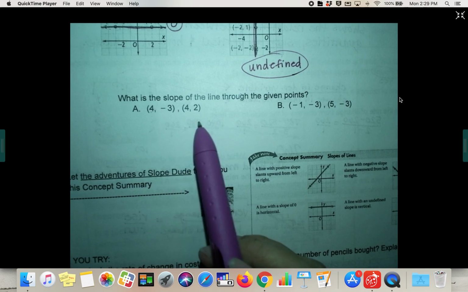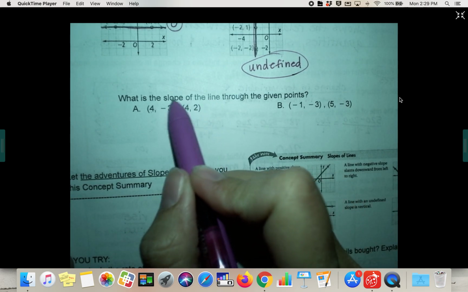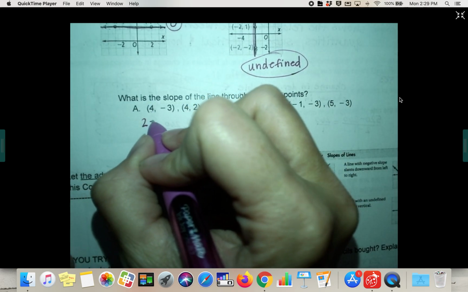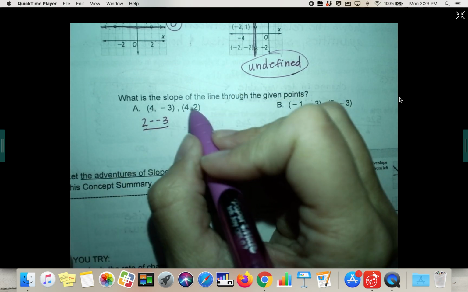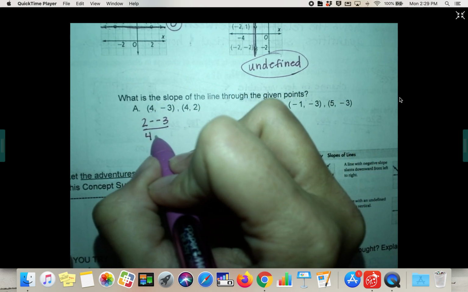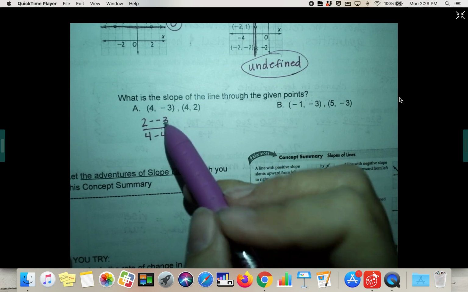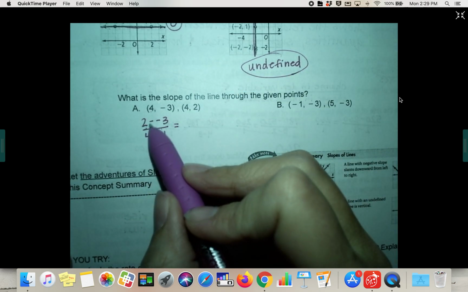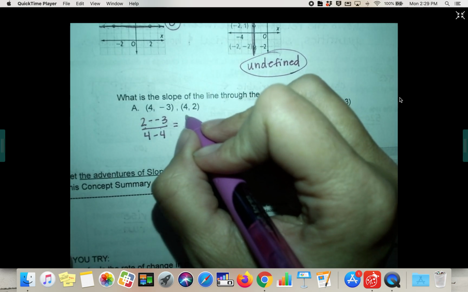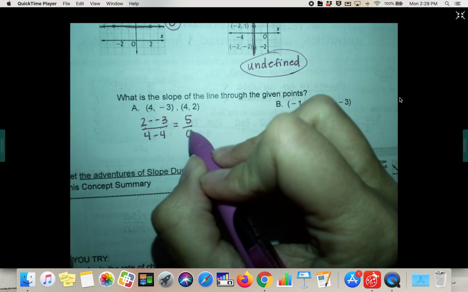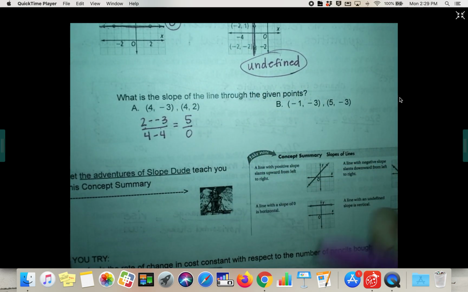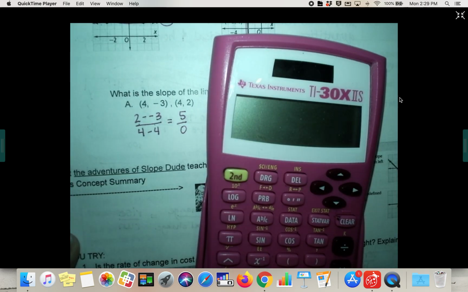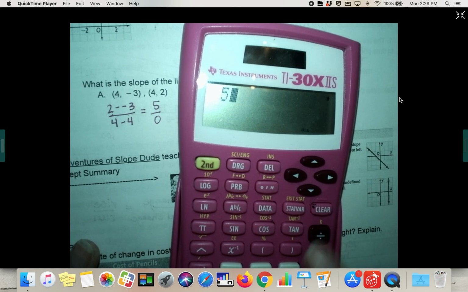Let's try to calculate a few of these. So 2 minus -3, using the slope formula, over 4 minus 4, and we're going to divide, changing the y's over changing the x's. So 2 minus -3 is +5. 4 minus 4 is 0. Have you ever put in a number divided by 0 into your calculator? If you haven't, you should try this now. So 5 divided by 0.